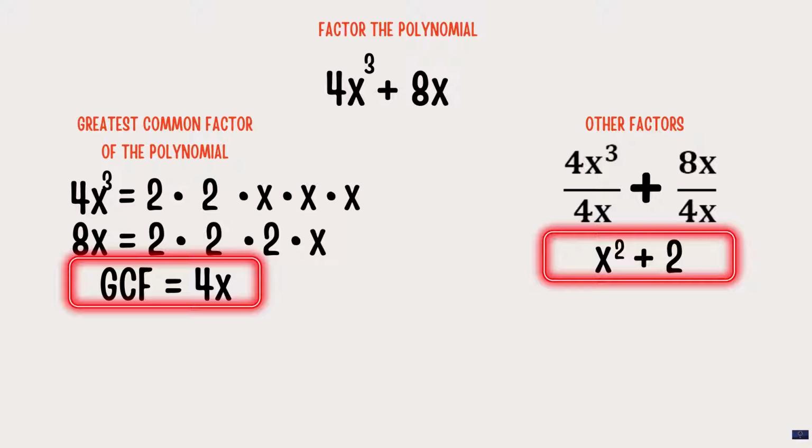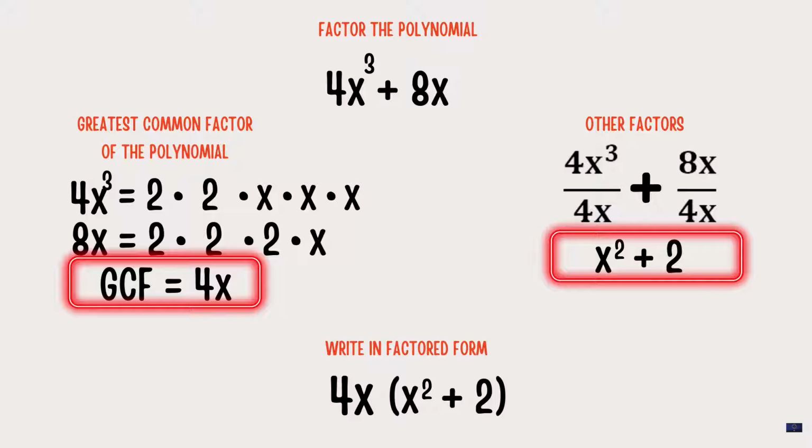Remember the quotient rule of exponents. We subtract the exponents of similar terms. 4 divided by 4 is 1, and x cubed divided by x is x squared. Thus, our first term is x squared. Now, we get the second term. 8x divided by 4x is equal to 2.